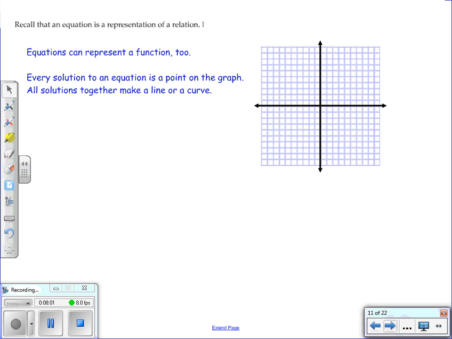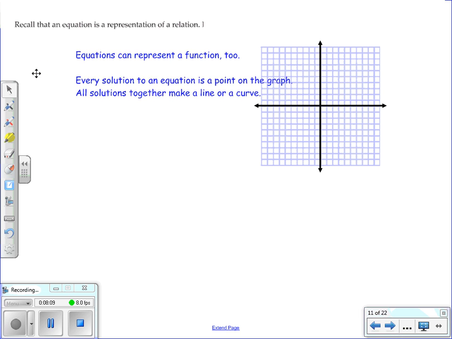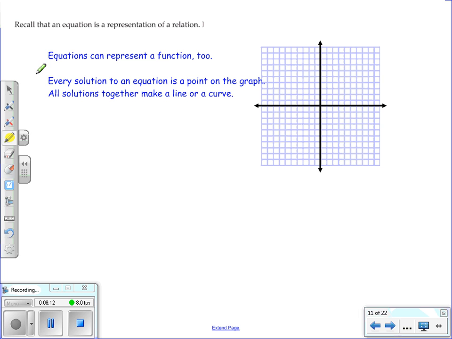Equations can represent a function too. We talked about equations representing a relation. They can also represent a function. Every solution to an equation is a point on the graph, and all the solutions together are going to make a line or a curve. Let's look at these.